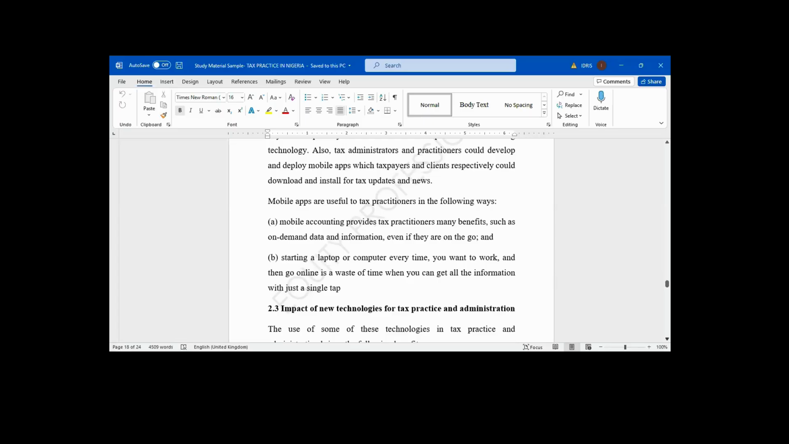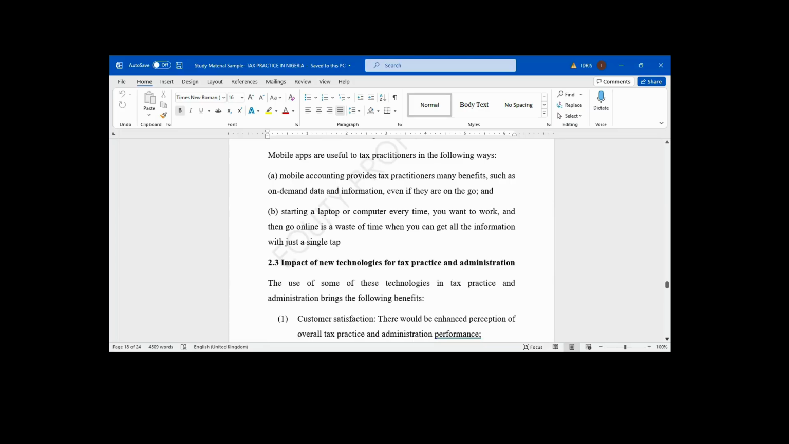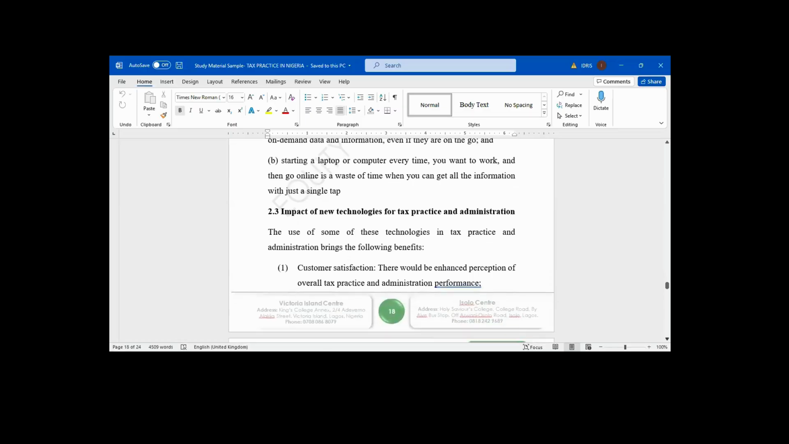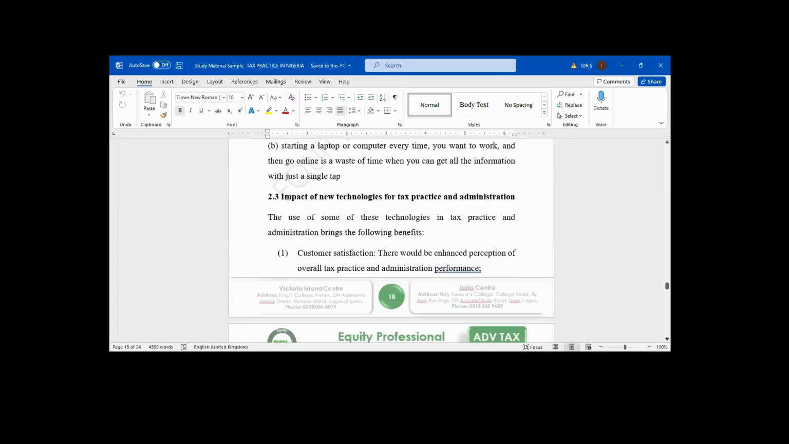Now, what are the impacts of new technology? All this new technology we mentioned: artificial intelligence, cloud computing, social media technology, data analytics, what impact is it going to create for tax practice and tax administration? First, using all this technology is going to bring what is called customer satisfaction. You are going to satisfy your client. Tax authority will satisfy taxpayers too.